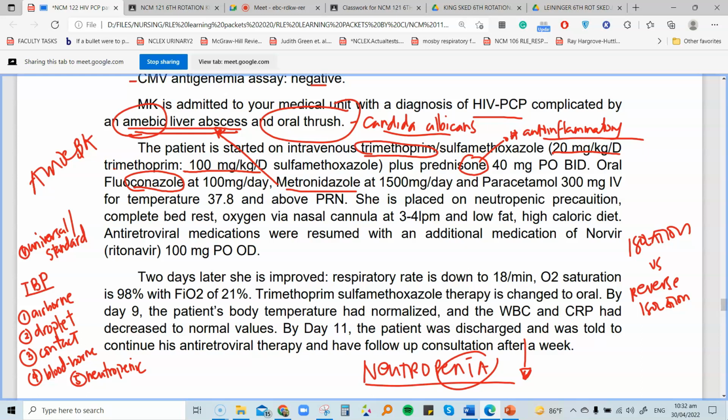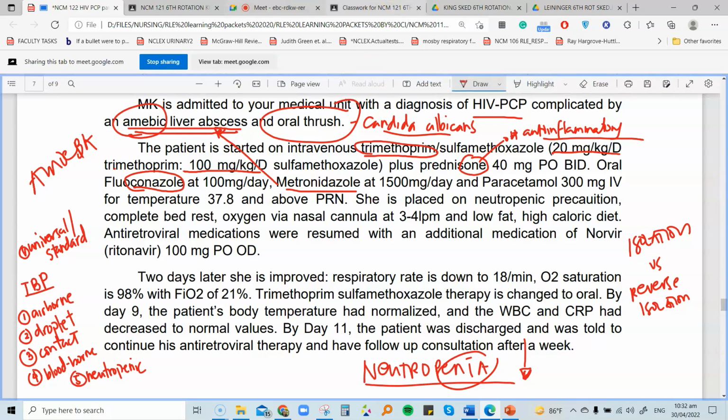Is it clear, everyone? Did you get it? Naintindihan ba? Clear? Okay. Any questions? Mr. Castro, nag-gets na yung difference ng dalawa?